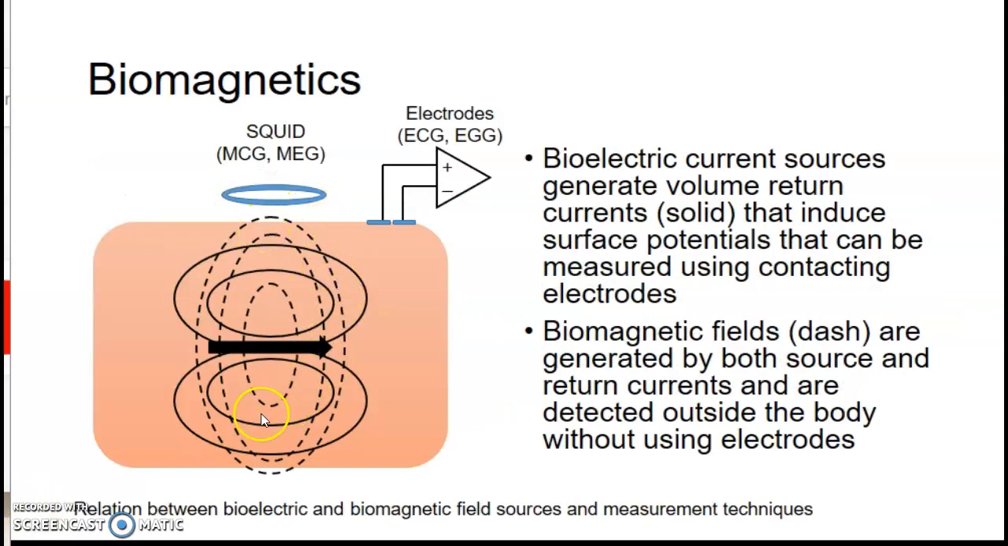So this is a quick illustration of how SQUIDs work. We have bioelectric current sources that generate volume return currents, and these are the solid lines that we see here. These are our electrical current lines that induce surface potentials that can be measured using contacting electrodes. So here are our electrodes, and again, they can be measured with ECG or EEG machines. The biomagnetic fields are the dashed lines, and they're generated by both the source and return currents and are detected outside of the body without having to use electrodes.